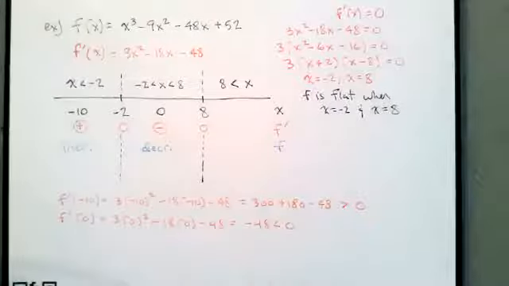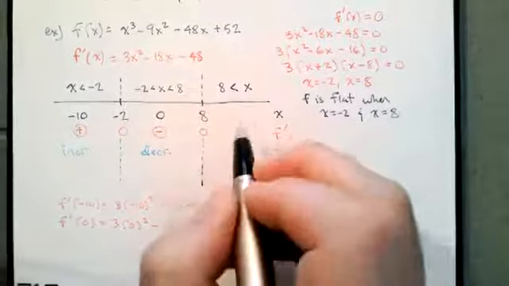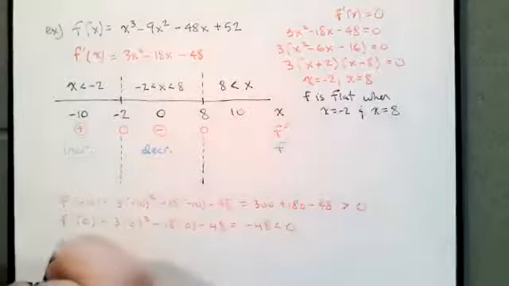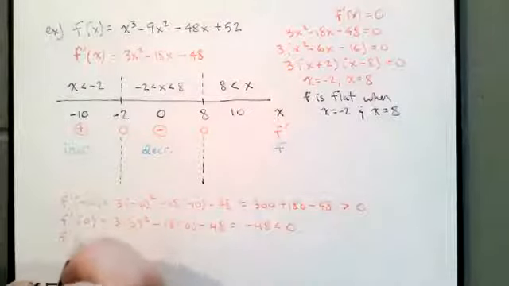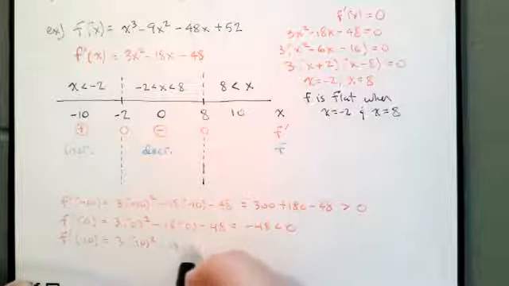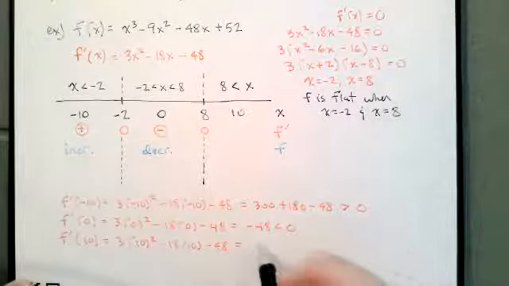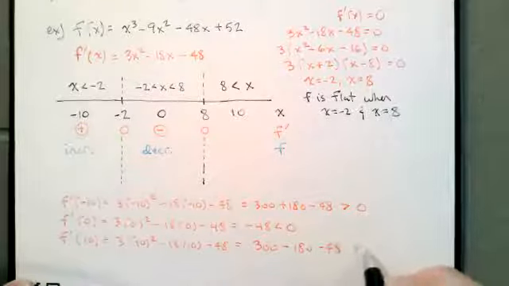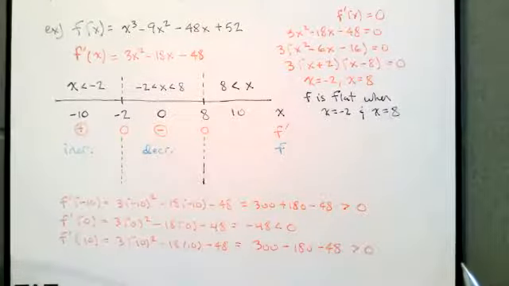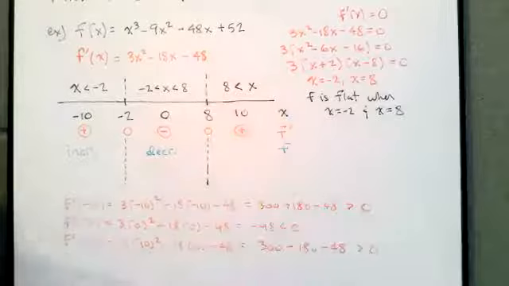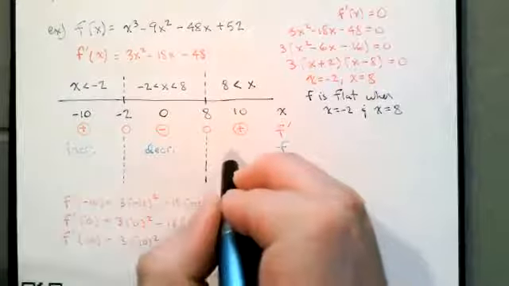And then once again, for x greater than 8, I'm going to choose a representative to represent all the values of x greater than 8. I can pick whatever I want. I'll pick 10, mostly because it's easy to plug in. I'm going to test the sign of f prime of 10, which will be 3 times 10 squared minus 18 times 10 minus 48. So it'll be 300 minus 180 this time, and minus 48, but this is still positive. So as long as x is greater than 8, f prime will be positive, and that tells us that f is increasing.